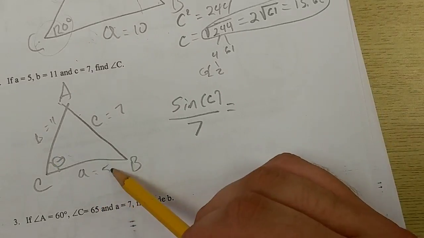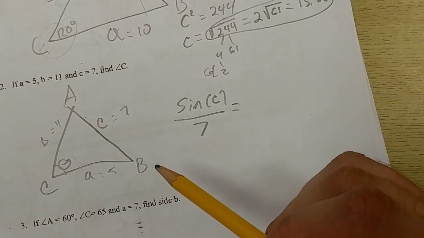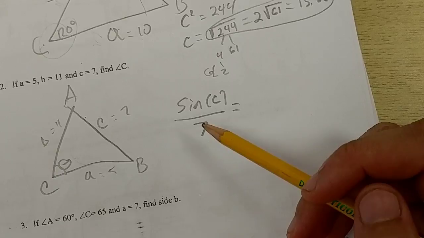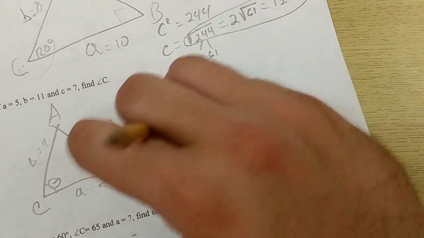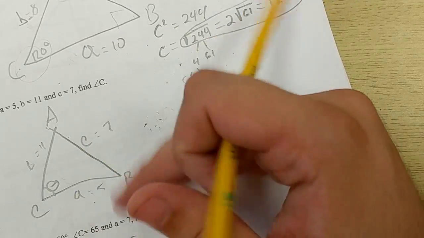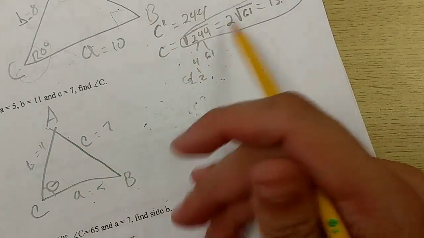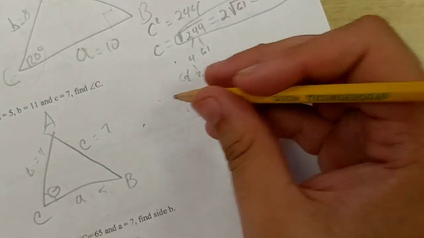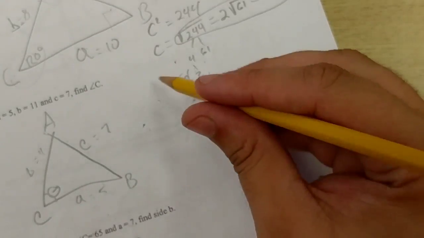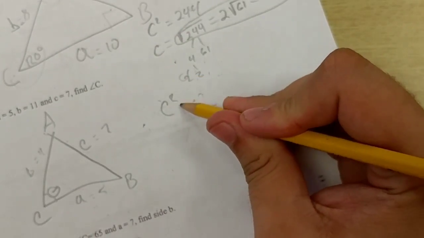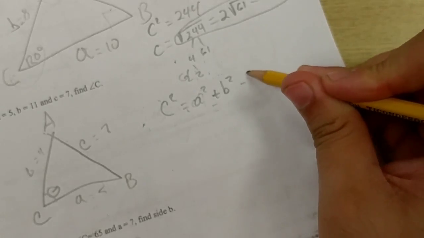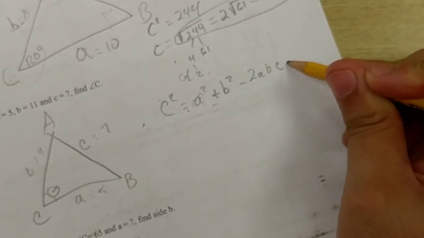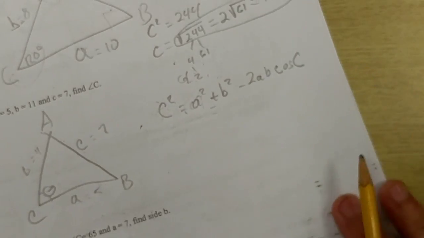equals, now I have to choose one of these. Let's see. Oh, wait, I don't have angles, actually. Oh, yeah, I don't have angles, so I can't use the law of sines. I don't have any angle and side pair. And since I don't have a pairing, I have to use law of cosines. So let me use law of cosines. Since I'm looking for angle C, I'm going to do the same equation. C squared equals A squared plus B squared minus 2AB cosine C.